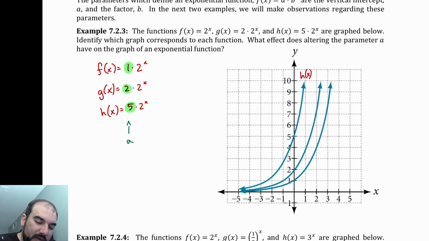The second graph here where it crosses at 0 comma 2 is obviously going to be g of x, because that's when the a is 2, right here. And then finally the last one will be f of x, because it crosses the y-axis at 0 comma 1.